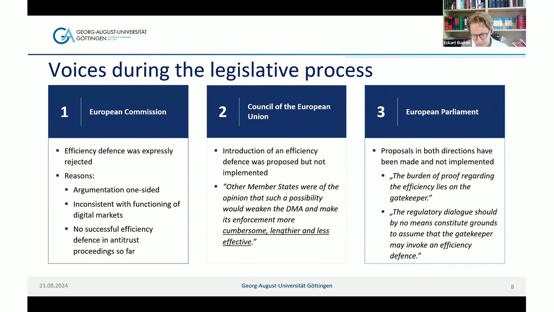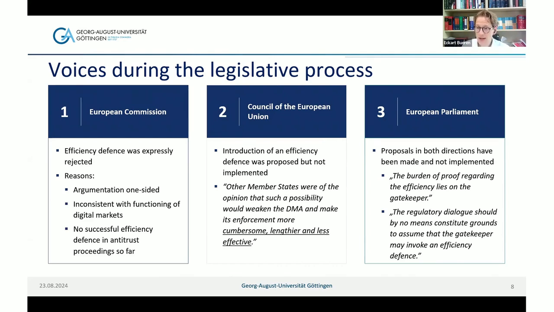But there have also been other proposals, for instance, saying that the burden of proof regarding the efficiency lies on the gatekeeper. If this would have been put into the law, it could have been inferred that you can argue based on efficiencies, but the gatekeeper has to prove them. This is now the concept of Article 19A of the German Act Against Restraints of Competition, but it's not the approach of the DMA.